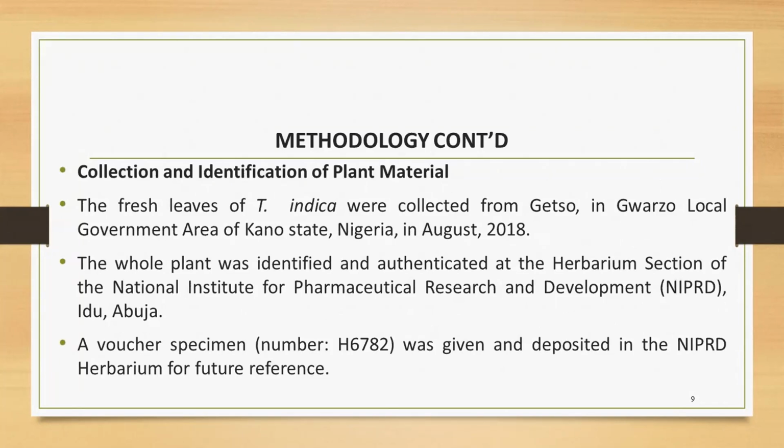Collection and identification of the plant material. The fresh leaves of Tamarindus indica were collected from Geso in Kurmi local government area of Kano State in Nigeria, in August 2018. The whole plant was identified and authenticated at the Herbarium section of the National Institute for Pharmaceutical Research and Development in Idu, Abuja. The voucher specimen number, as displayed on the screen, was given and deposited in the Herbarium section for future reference.